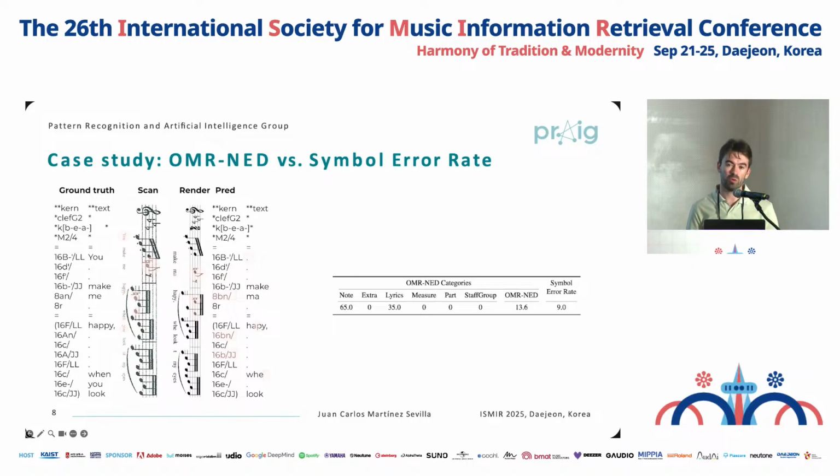But the thing with OMR is that it can divide the error in different categories. So we can see, given the total error, where it comes from. In this case, for example, 65% of the total amount of errors are from notes, and 35% comes from lyrics.